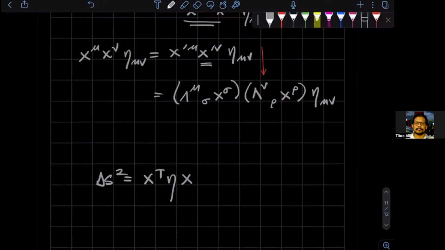Okay, so if this is going to be true, then this means that, let me just write this. Let me cross it out. This is lambda mu sigma, lambda nu rho.